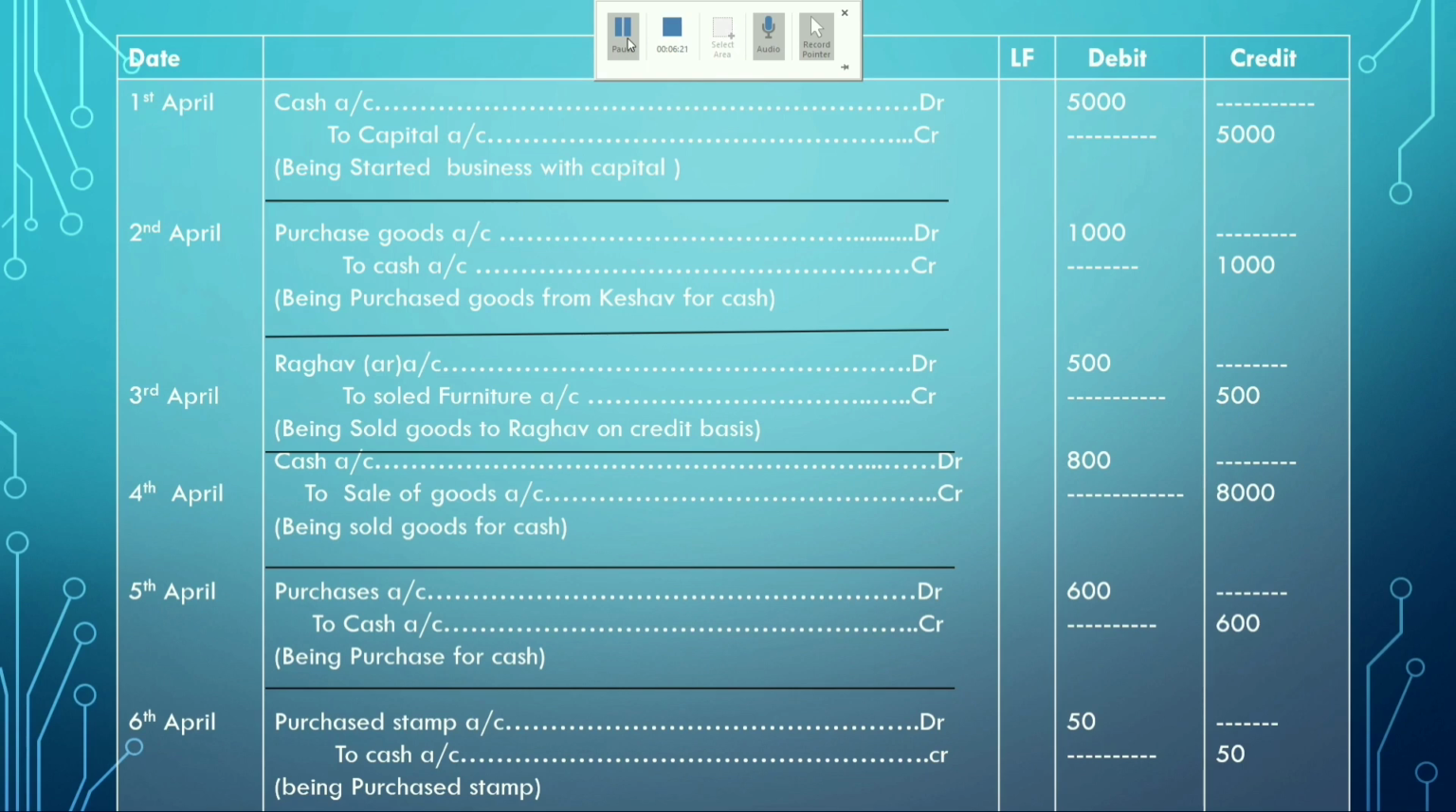So for every item, we want to open one individual ledger account. First we'll count how many ledger accounts we want to open for the individual items. These are the items: cash account is one item, capital, purchase of goods, cash, Raghav, sold furniture, sale of goods, cash purchase, and stamp. For every item, we will open one individual ledger account.